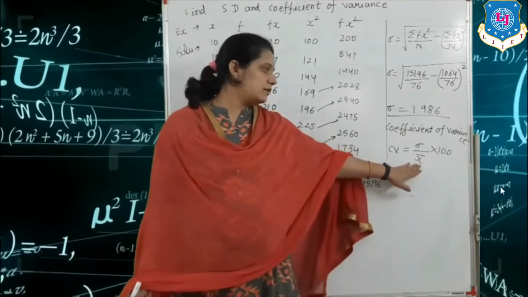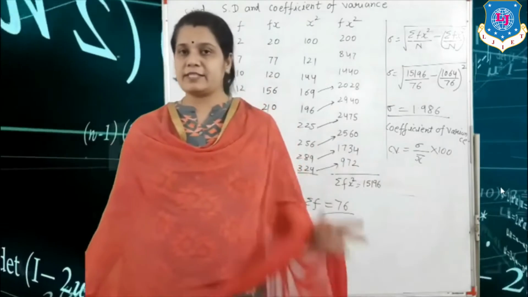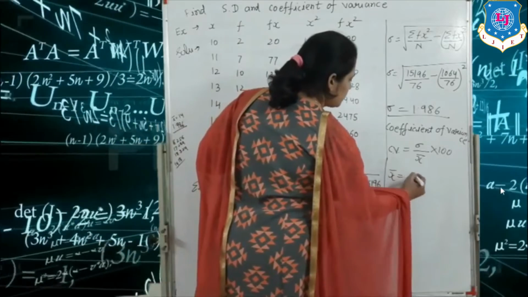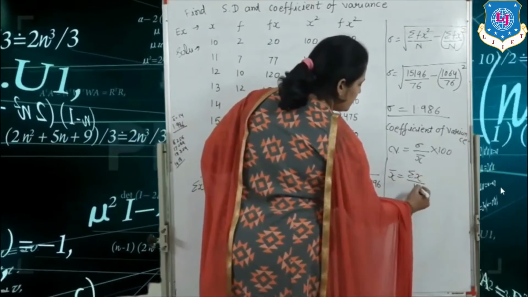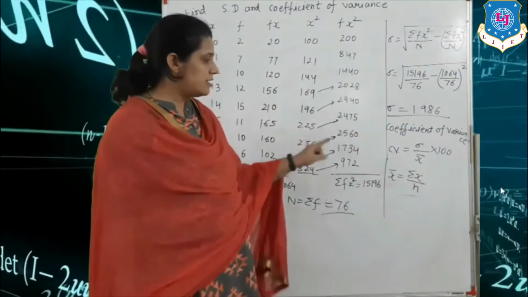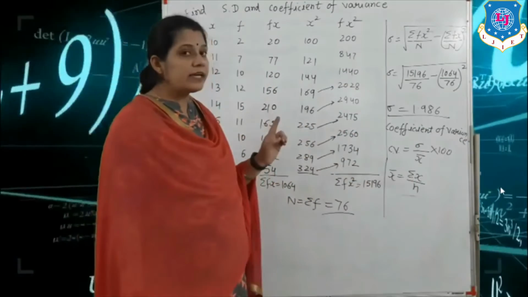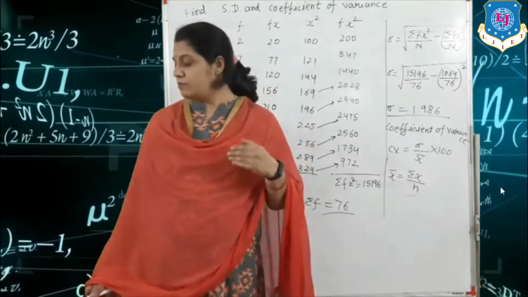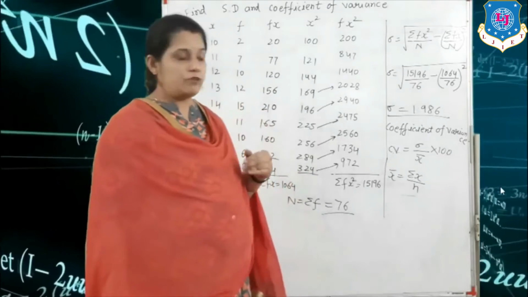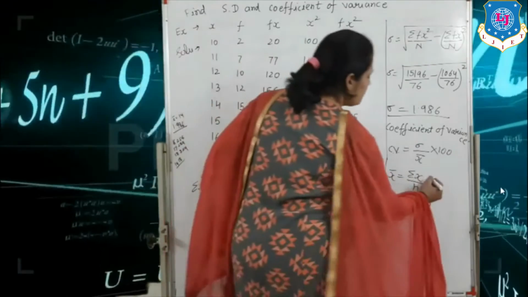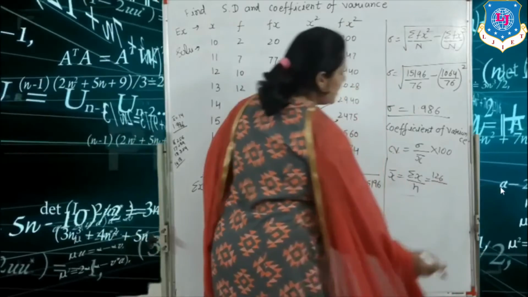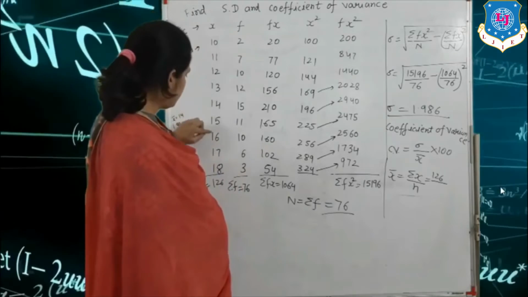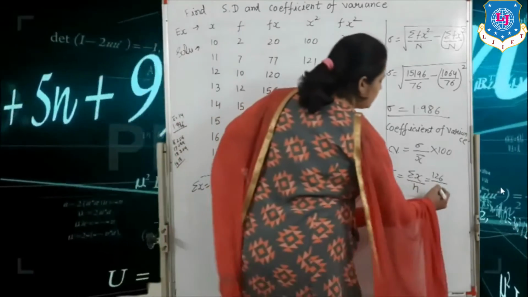But we have to put here also the value of x bar. X bar means mean. So first we find the mean. That means x bar is equal to, what is the formula? Formula is summation x upon n. Here see carefully, small n means the number of terms, and capital N means the sum of the frequency. So summation x is equal to 126, and small n, the number of terms: 1, 2, 3, 4, 5, 6, 7, 8, 9, so n is equal to 9.